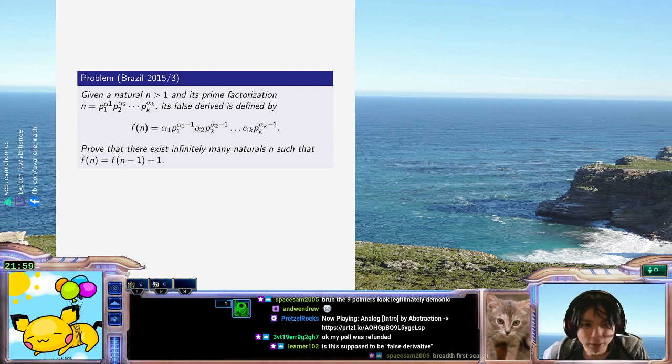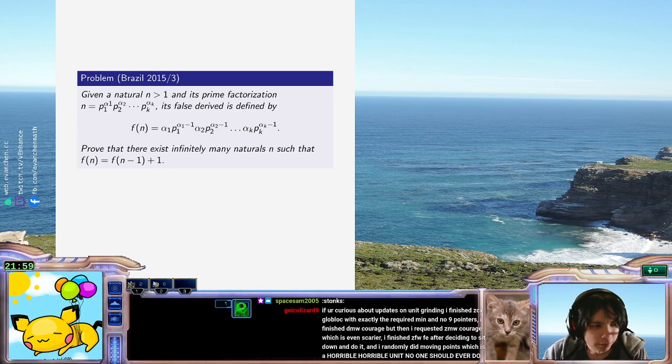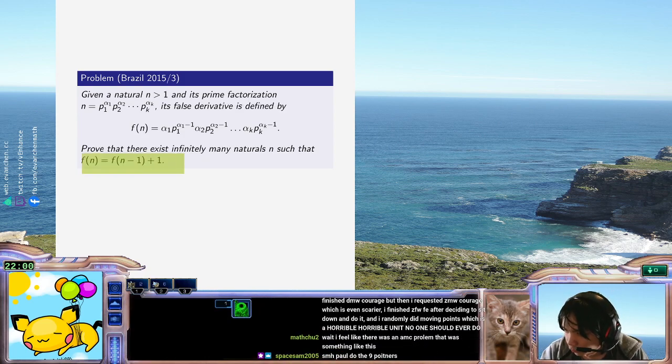So we have a problem that's basically a fake derivative. You have this integer n and its false derivative. The false derivative is defined by pretending that you're using the power rule or whatever. And anyways, the problem is to prove that there are infinitely many n such that f of n is f of n minus 1 plus 1. So it's an NT construct problem.